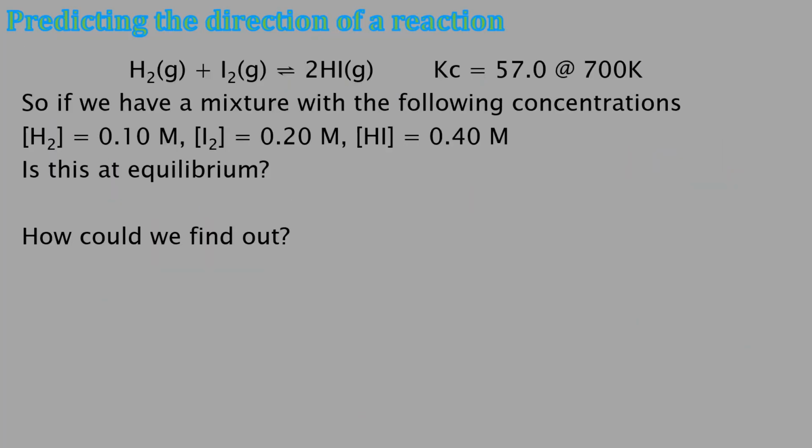Okay, so if we have a mixture with the following concentrations, it says here that our Kc is 57, and we have H2 is 0.1, I2 is 0.2, and HI is 0.4. Is this at equilibrium? Well, I don't know, but could we find out if it's at equilibrium? Sure, we could find out. We would just have to see if this, plugged into the equilibrium expression, gives us K, right?